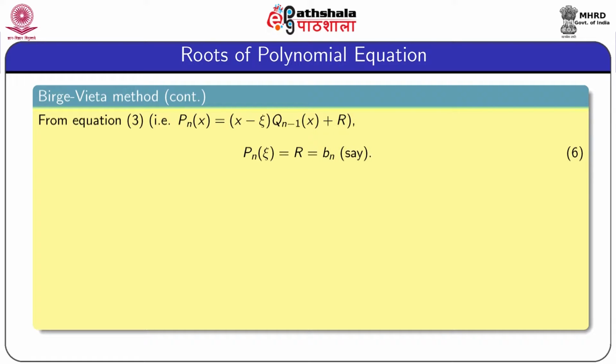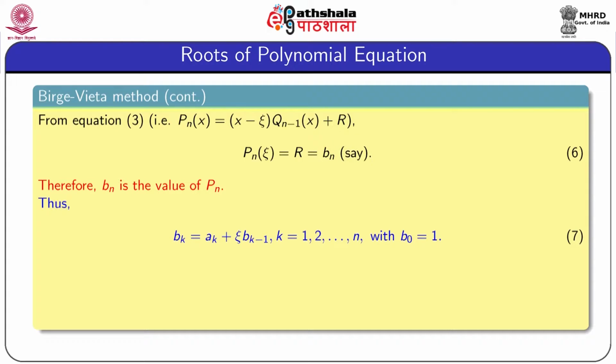Now from equation 3, that means the equation Pn(x) equal to (x - xi) Q_{n-1}(x) plus r, we see that Pn(xi) equal to r equal to bn. We denote r as bn. Therefore, the value of Pn is nothing but the constant bn. Thus, the recurrence relation for b's is bk equal to ak plus xi b_{k-1}, where k equals 1 up to n. n is the degree of the polynomial, and the starting value of b, that means b0, is 1. So, this expression gives all values of the constants b1 to bn, including b0.